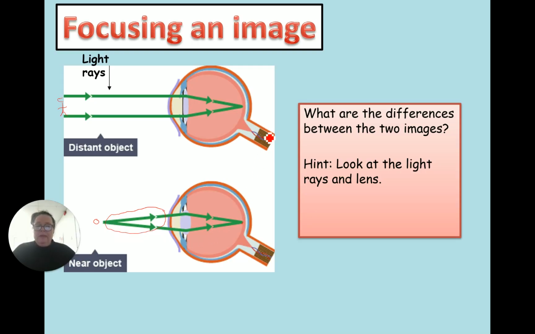Now, it says here, what are the differences between the two images? Look at the light rays and the lens. So we've looked at the light rays, they're different. Now look at the lens. This one is thin lens. And this one has quite a fat lens, doesn't it? It's changed shape. We'll put wide lens.